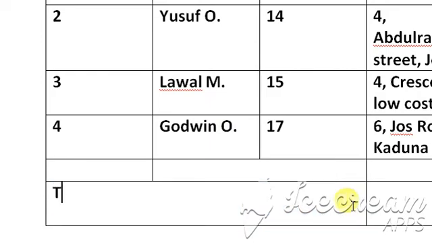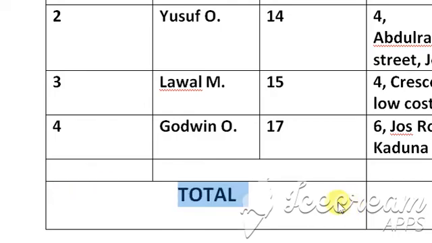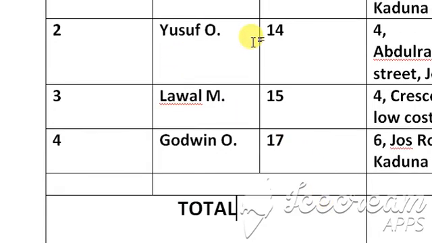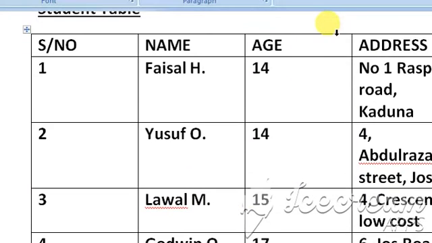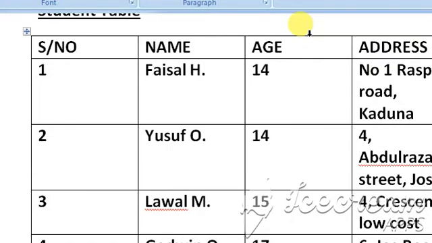So here I can just type whatever I would like to type. I can click, highlight it, press Ctrl E to centralize it. I can also increase the size. I hope it's clear. So in this video we have looked at how to insert a new row and also how to merge cells. Let's quickly look at how to insert a new column as well.